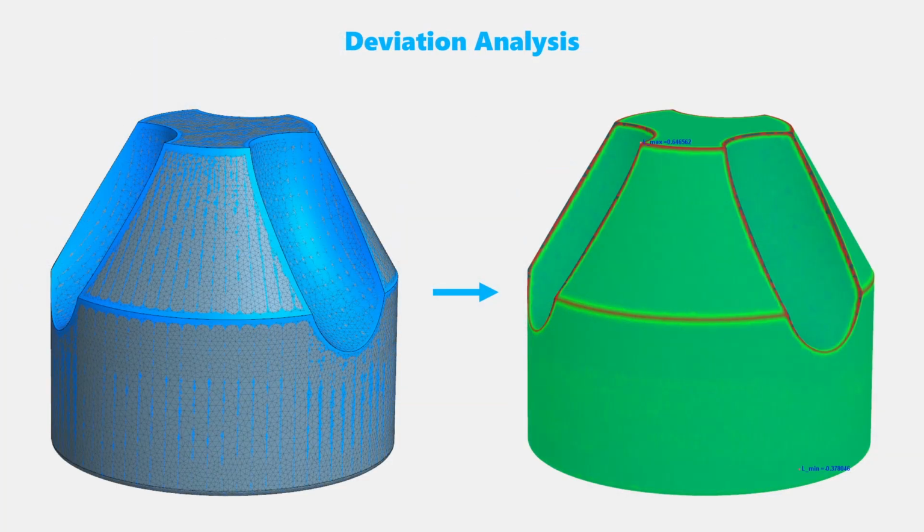The deviation analysis tool can be useful if you need to evaluate the deviation in geometry between a scanned model and a reverse engineered model. The result of the deviation analysis is displayed as a color map.